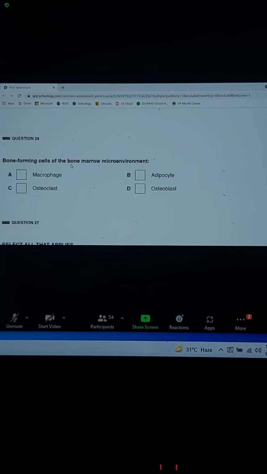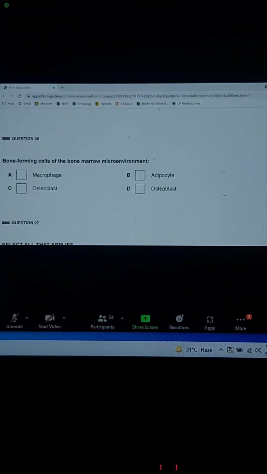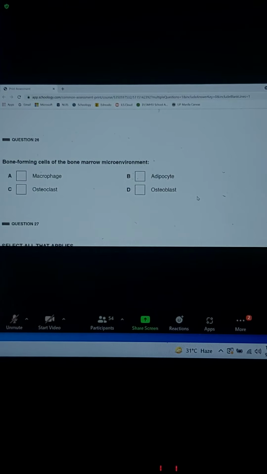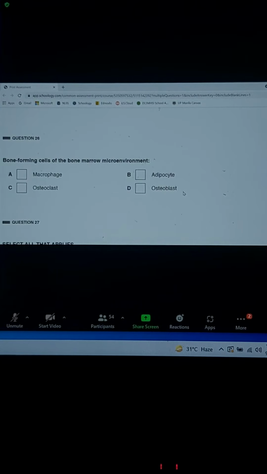26. Bone-forming cells of the bone marrow microenvironment. Osteoblast. D. Okay, so letter D, osteoblast. Kung maalala nyo sa histology, kapag mga tissue-forming cells, sila yung may blast sa dulo. With an exception, of course, sa mga hematopoietic stem cells natin, pag sinabing blast sa HSCs, sila yung immature.